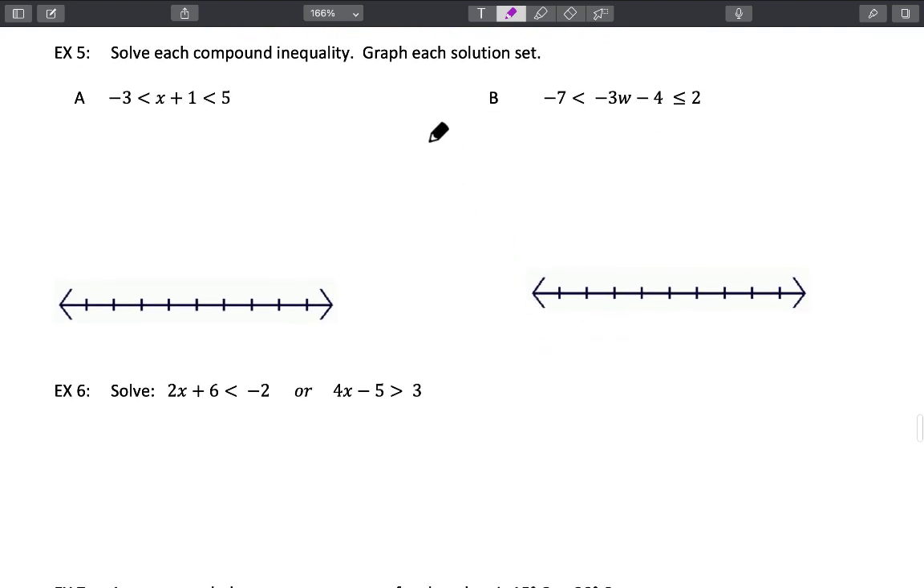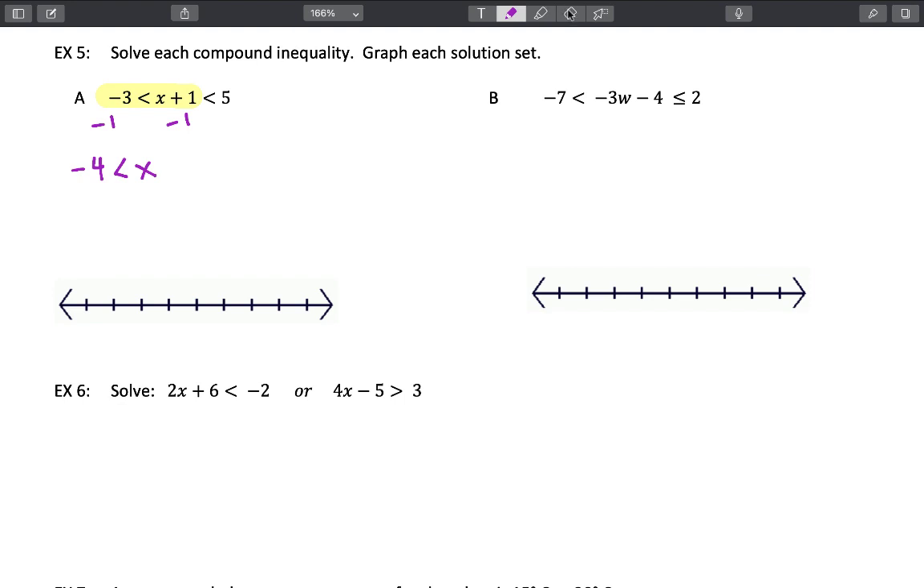When it comes to solving these, you're really just going to solve each inequality one at a time, following the rules that you know about solving inequalities. So in this first one, we're just going to highlight the left side first. We'll solve that, and then we'll solve the right side. So I have -3 less than x plus 1. I'm going to subtract 1 from that -3. That gives me -4 is less than x.